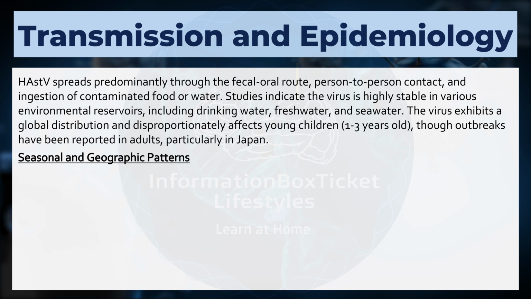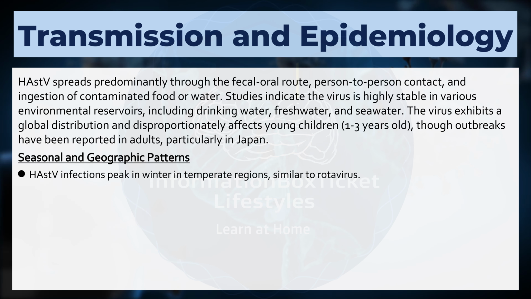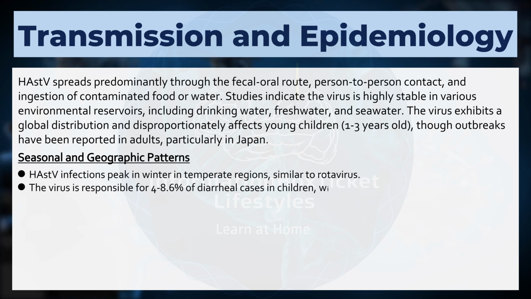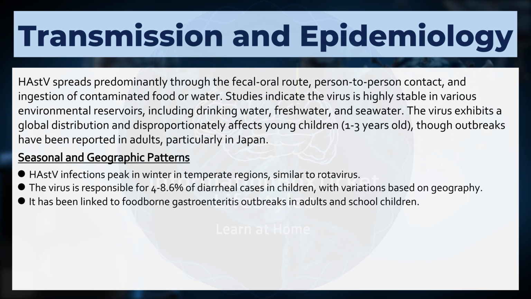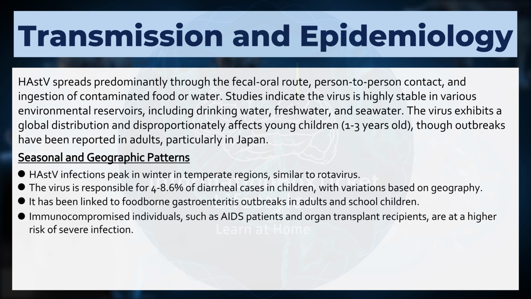Seasonal and geographic patterns. Human astrovirus infections peak in winter in temperate regions, similar to rotavirus. The virus is responsible for 4 to 8.6% of diarrheal cases in children, with variations based on geography. It has been linked to foodborne gastroenteritis outbreaks in adults and school children. Immunocompromised individuals, such as AIDS patients and organ transplant recipients, are at a higher risk of severe infection.